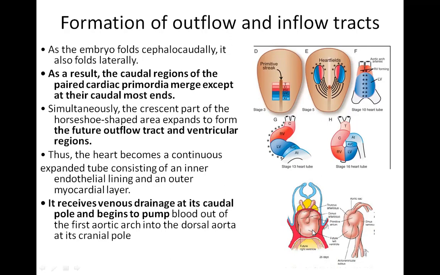So the heart becomes a continuous expanded tube consisting of inner endothelial lining and an outer myocardial layer. So it receives its venous drainage at its caudal end, and it begins to pump blood outside to the first aortic arch. This over here will be the aortic arches into the dorsal aorta at its cranial pole. So it has a caudal pole which is inflow tract and an outflow tract above it, that is cranially, which will pump its blood into the dorsal aorta.